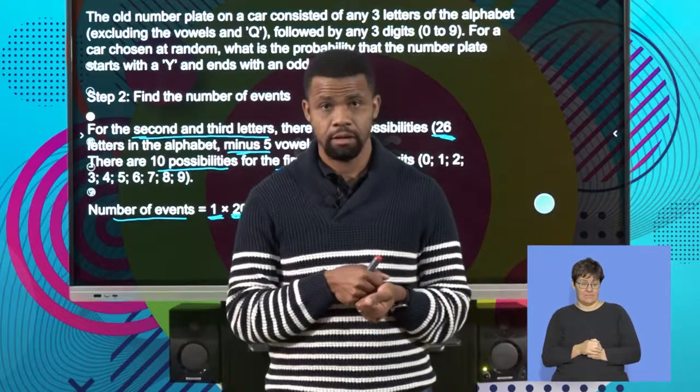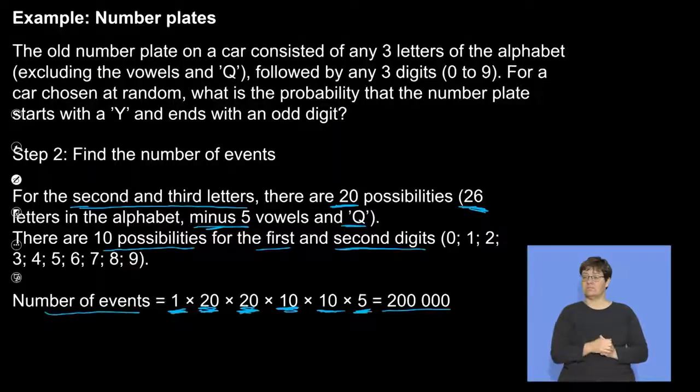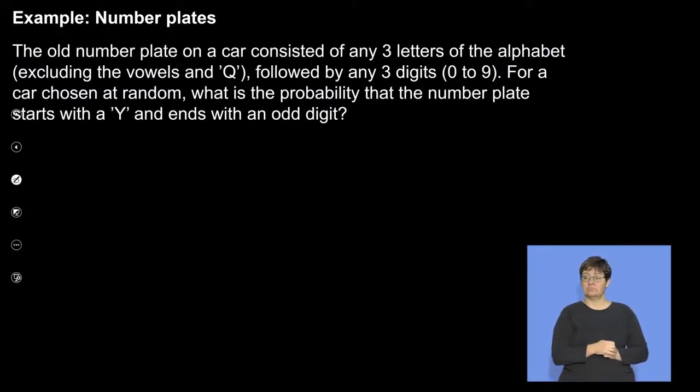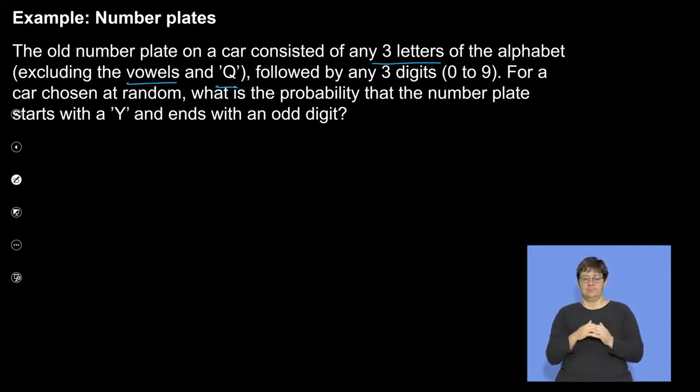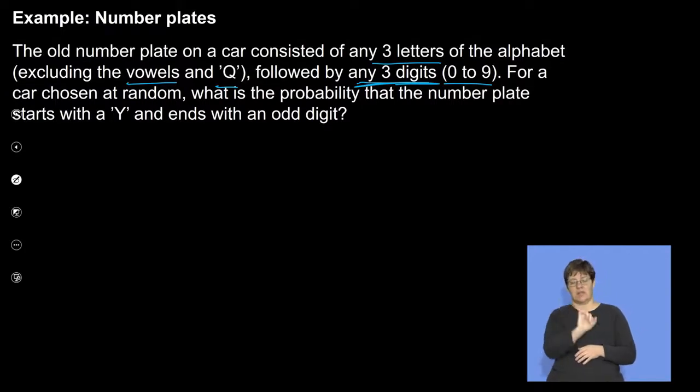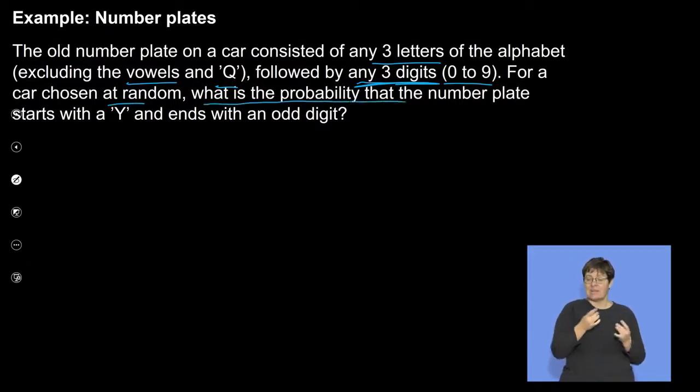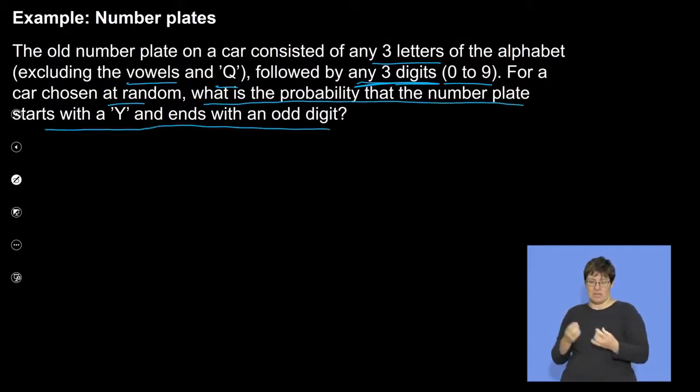Okay. What was the question again? Let's see. So we're talking about all number plates in the car consisting of 3 letters of the alphabet. Remember, excluding the vowels and Q, followed by any 3 digits, which is 0 to 9, for a chosen car at random. The question is, what is the probability that the number plate starts with Y and ends with an odd number? So the question was about the probability.